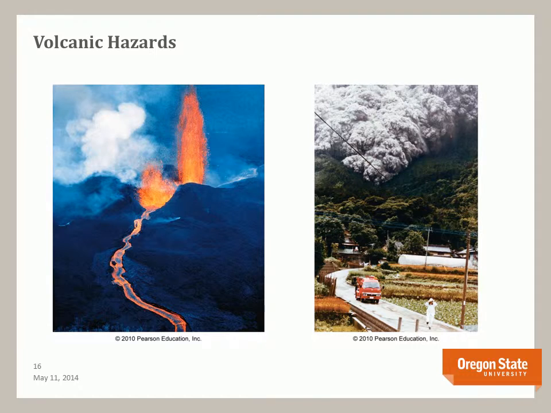Let's take a look at some of the hazards associated with volcanoes. So this photo on the left shows an example of a lava fountain and then a lava flow which emanates from that fountaining event. This is from Hawaii. This is certainly a hazard in terms of buildings and vegetation and so forth, but most people can get out of the way, and there's probably not a lot of casualties as a result of lava flows.